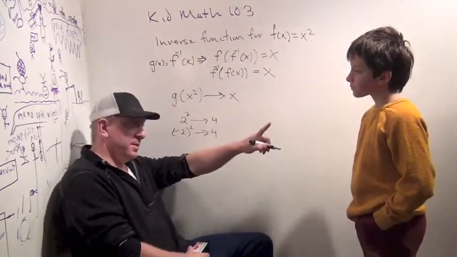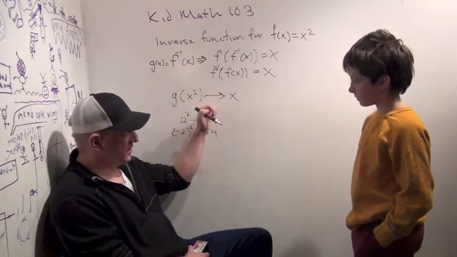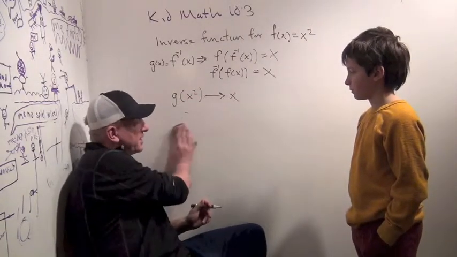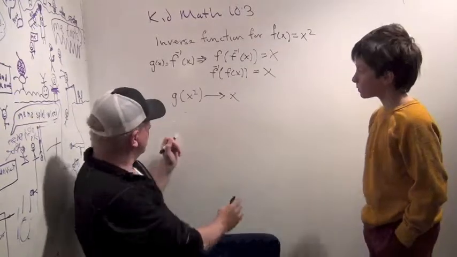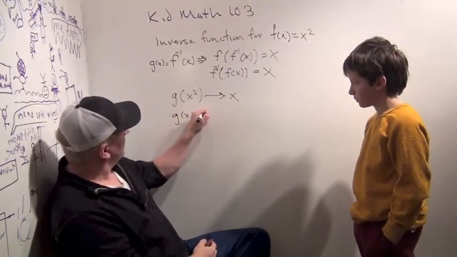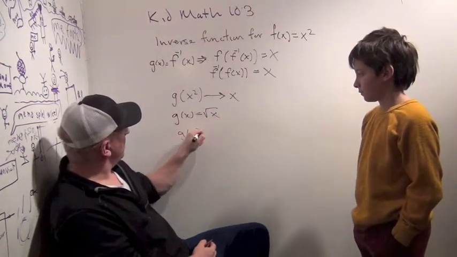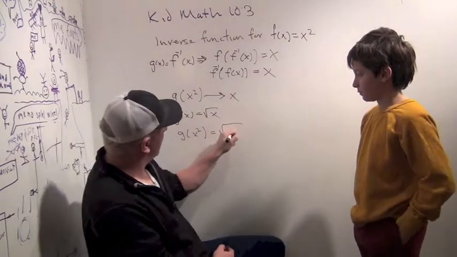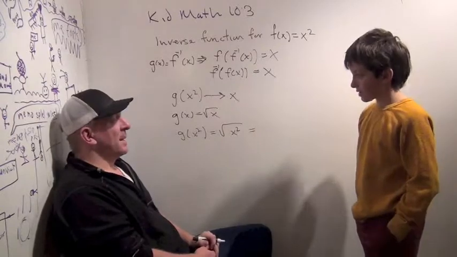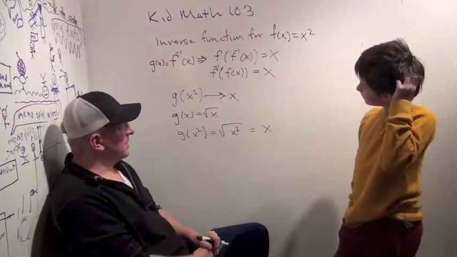But your instincts are right on. It looks like the inverse function of x squared should be the square root of x. And let's check and see if that makes sense. If g of x is the square root of x, well, g of x squared is the square root of x squared, which is x.